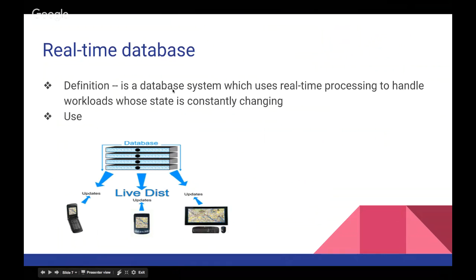Real-time database is a database system that uses real-time processing to handle workloads whose state is constantly changing. So basically this means things like GPS, anything that's connected to the Internet of Things, which will constantly be feeding information to a database. And this will, in the long run, give you lots and lots of information. And the trick about real-time database is it's very important to be able to make use of all this different real-time information.